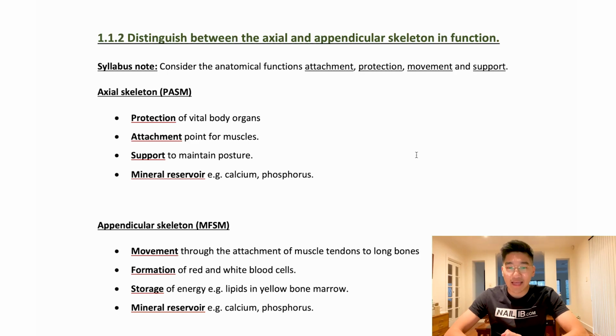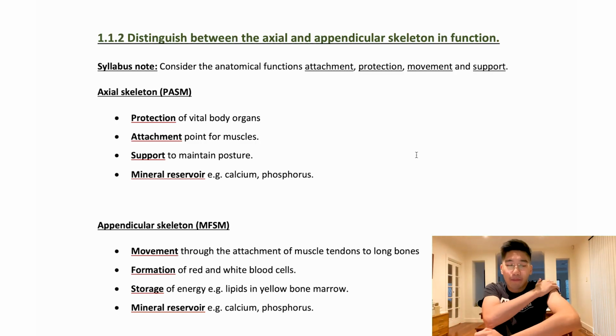If we're looking at the appendicular skeleton, we're more concerned about movement. And so the predominant function of the appendicular skeleton is what we call mobility. And so our dominant function, movement. Movement through the attachment of muscle tendons to long bones.